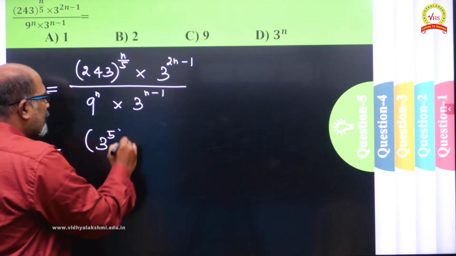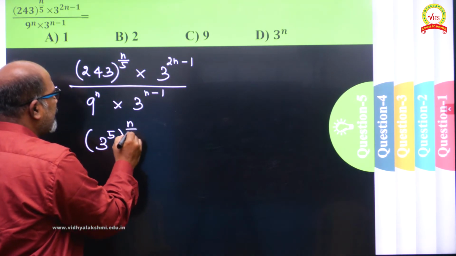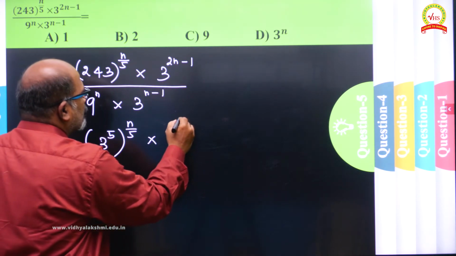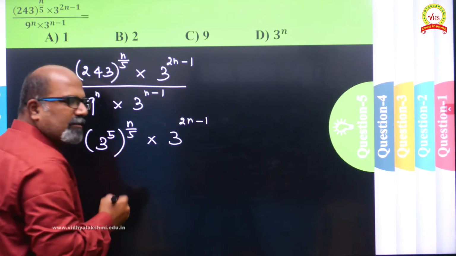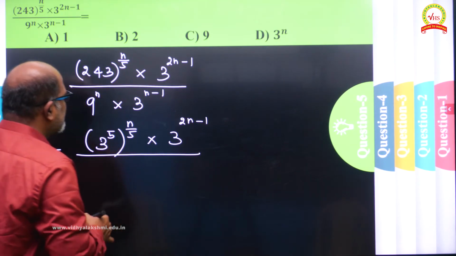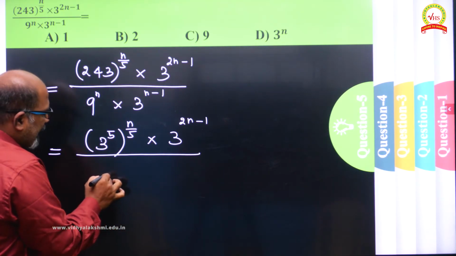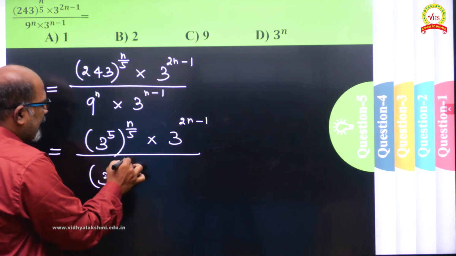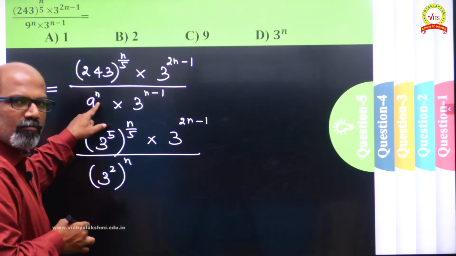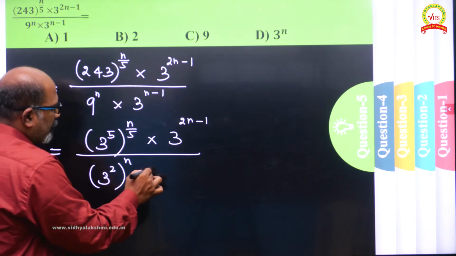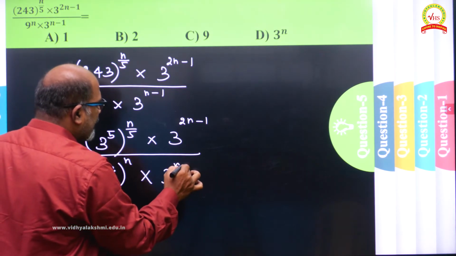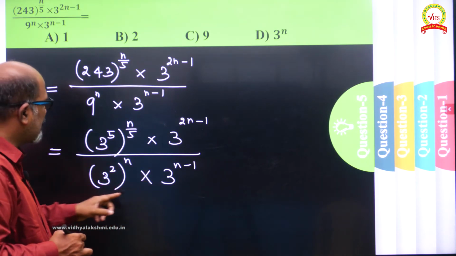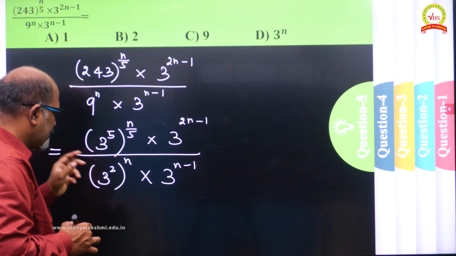So 3 to the power of 5 the whole power n by 5 we will be having, and here already 3 is the base. So 3 power 2n minus 1, no disturbance with that. So I just keep it same, and 9 we can write like 3 square the whole power n, so that n we have to carry, multiplied by 3 to the power of n minus 1. Okay, now you can see that all the bases are having 3.